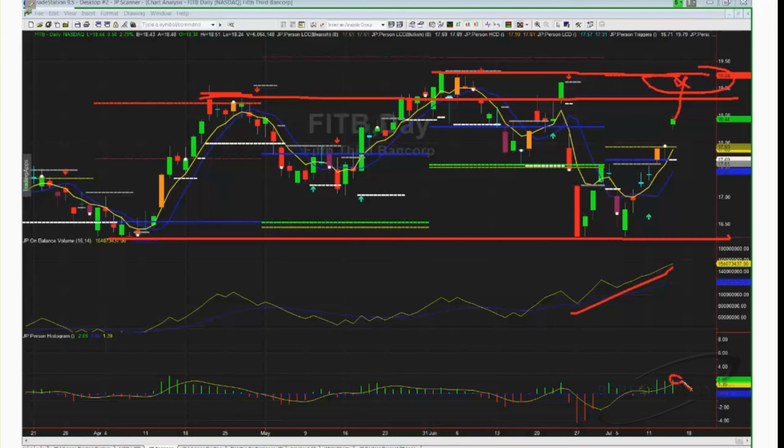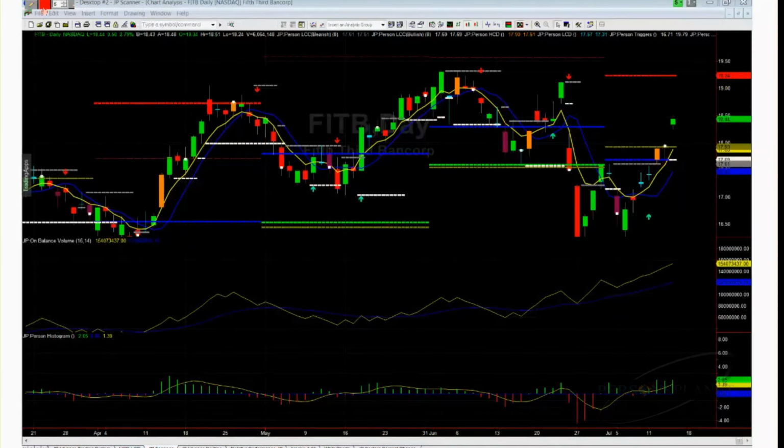Strong volume today. We had more positive momentum today, so the trade gapped higher, closed closer to the high, closed above the open. It's got a lot of positive things going for it. Strong volume and strong momentum. So this is how we utilize the tools at hand.